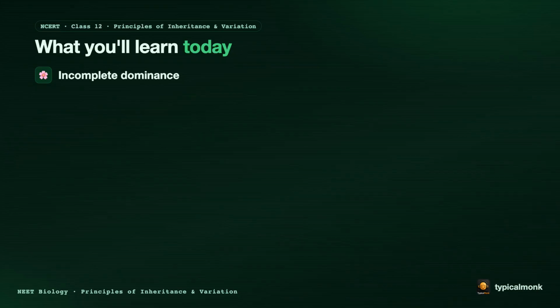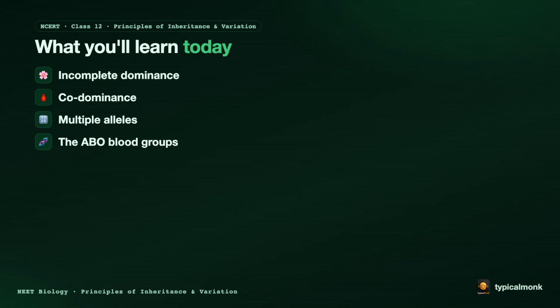5 stops. First, incomplete dominance. Second, codominance. Third, multiple alleles. Fourth, the above blood groups. And fifth, NEET drills, that is, assertion, match, and statement.